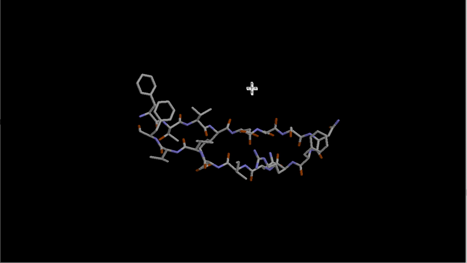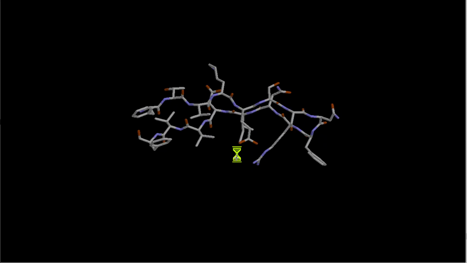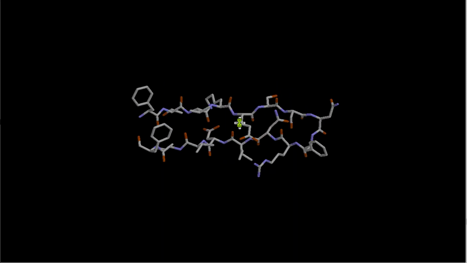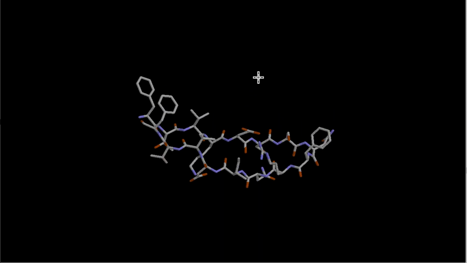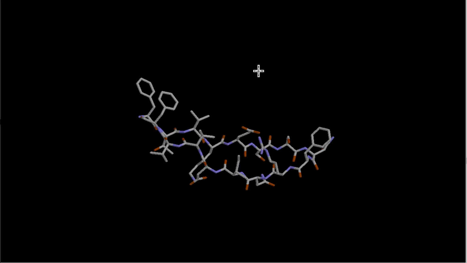So let's look at a beta pleated sheet next. So here's a beta pleated sheet, or a section of beta pleated sheet. I don't know what the protein structure is. I believe this was a simulation.